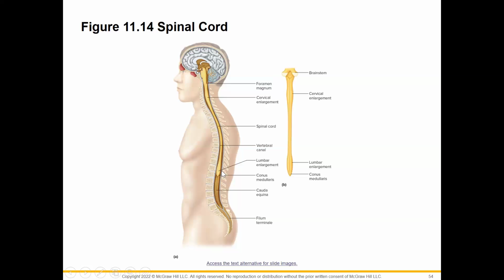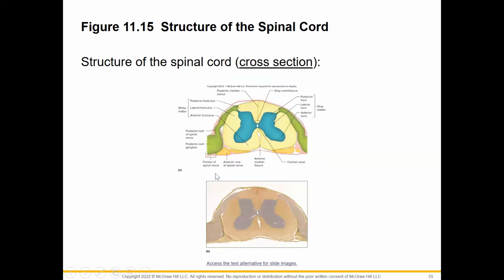And then here you notice this dura mater that is protecting the spinal cord. Dura mater extends down and becomes the filum terminale that connects to the coccyx and helps to tether or anchor the spinal cord.